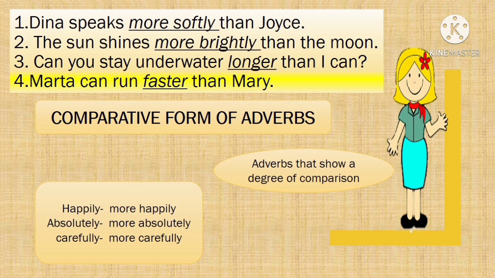Can you guess what those words are? Alright, those are adverbs in a comparative form, or comparative form of adverbs. Adverbs that show a degree of comparison. For example, happily becomes more happily. Absolutely becomes more absolutely. Carefully, more carefully.